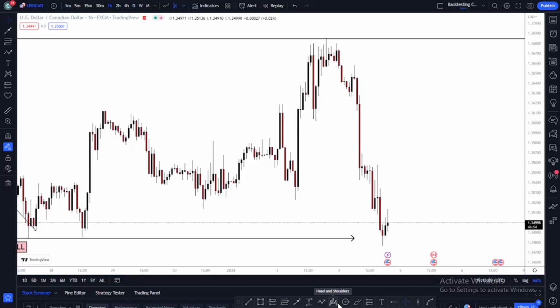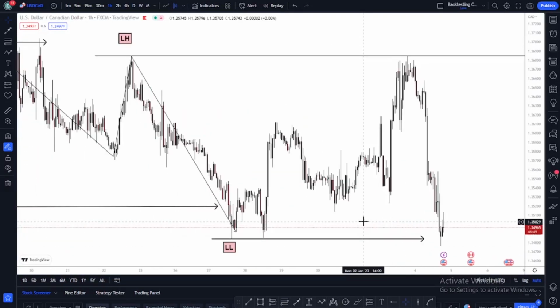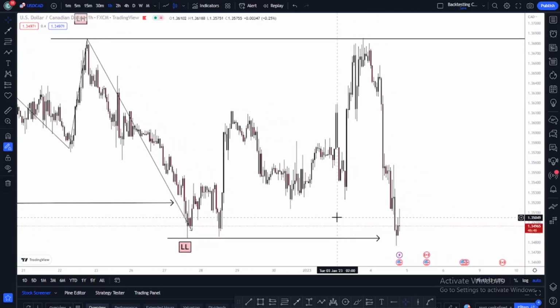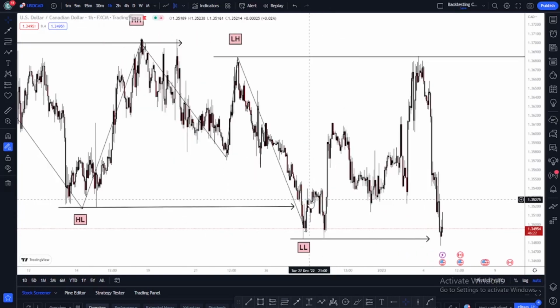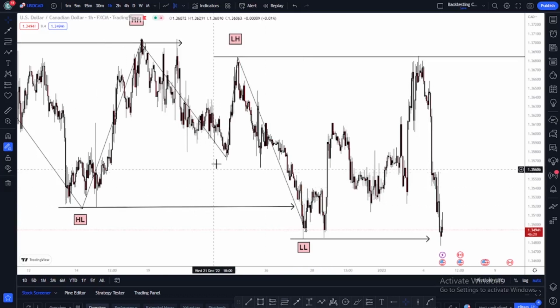Coming down to our H1 time frame, let me zoom out so y'all can see. From the market structures we identified on our H4 time frame, we realized the H4 is bearish. Looking at the structures from the H1 time frame, we can say the H1 is also bearish.